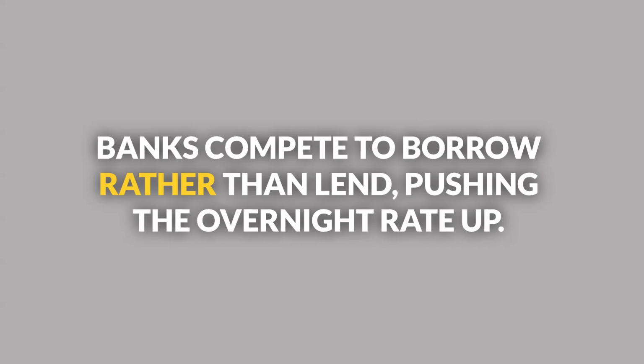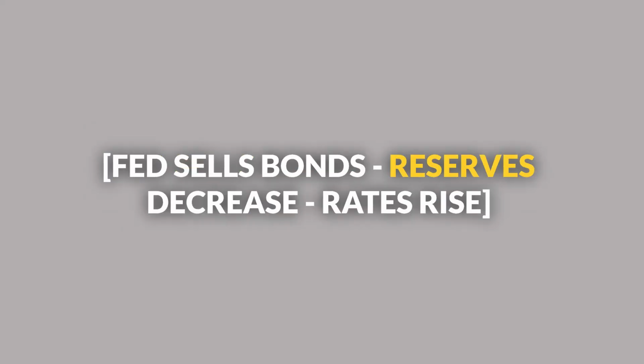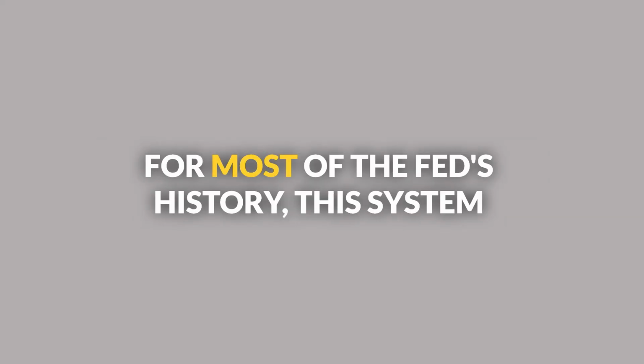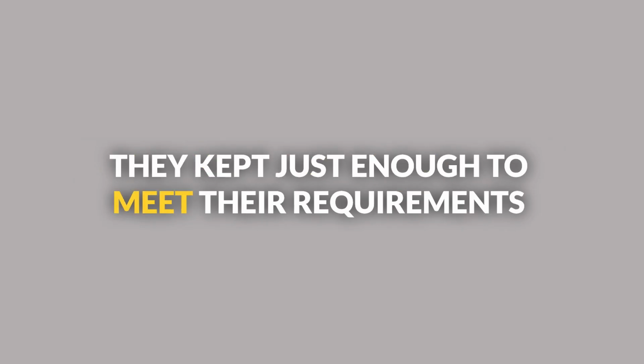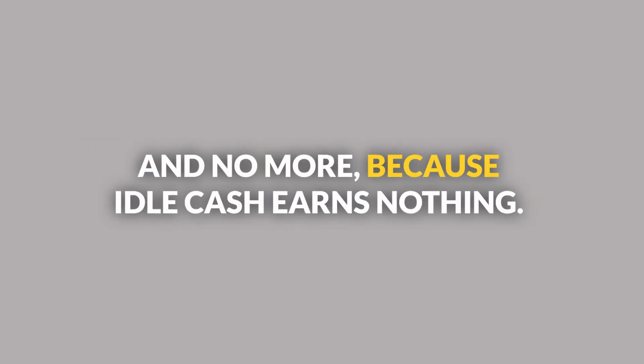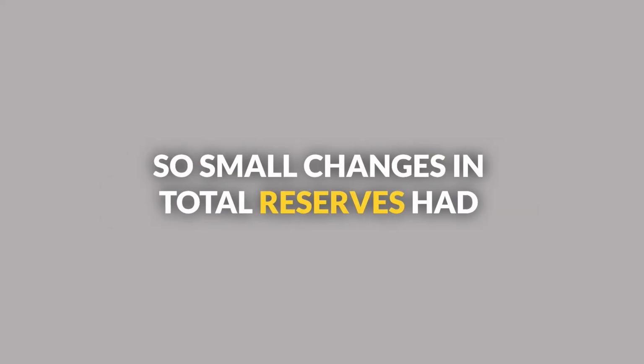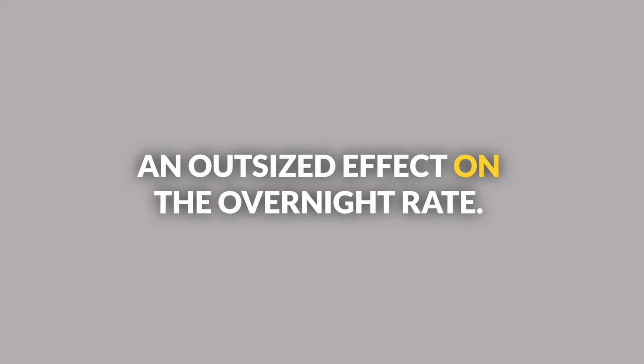Banks compete to borrow rather than lend, pushing the overnight rate up. Fed sells bonds, reserves decrease, rates rise. For most of the Fed's history, this system worked because banks held minimal excess reserves. They kept just enough to meet their requirements and no more, because idle cash earns nothing. So small changes in total reserves had an outsized effect on the overnight rate.